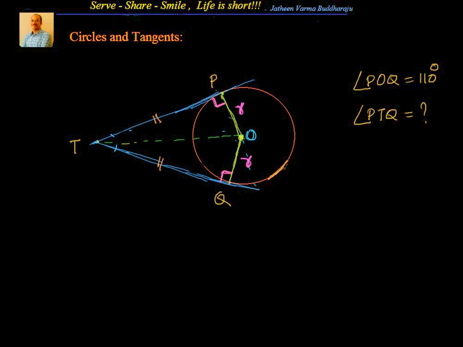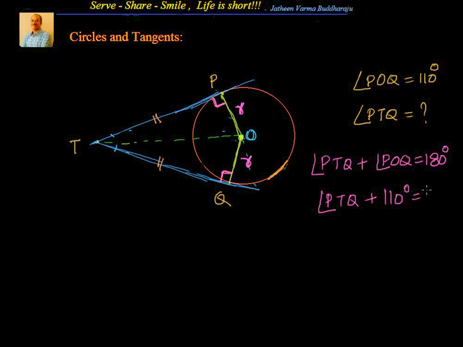What is angle PTQ? That's very simple because we know that these two angles are supplementary to each other. So can I go ahead and write down angle PTQ plus angle POQ equals 180 degrees. We have been given POQ is 110 degrees. So angle PTQ plus 110 degrees is equal to 180 degrees. So what's angle PTQ based on that? Angle PTQ is equal to 70 degrees. So please remember that these two angles are always supplementary.